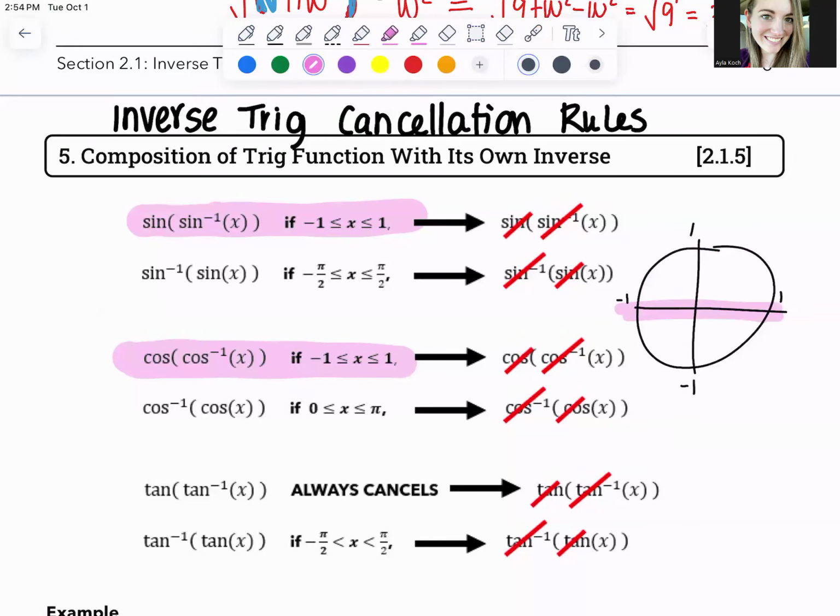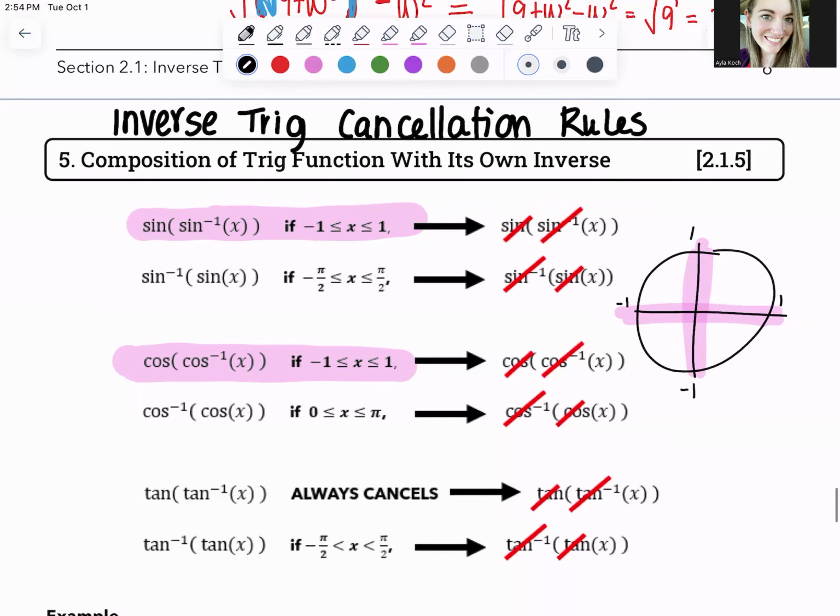And it's the same thing with the y value. As long as the y value you put in is between -1 and 1, these two things will cancel and you're left with just this value right here. Remember, sine and cosine range between -1 and 1. So they'll never be bigger than 1 or less than -1.